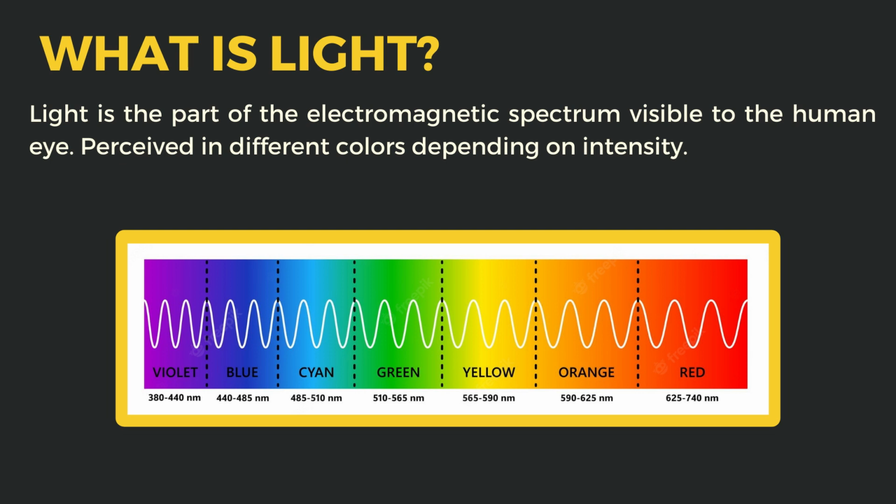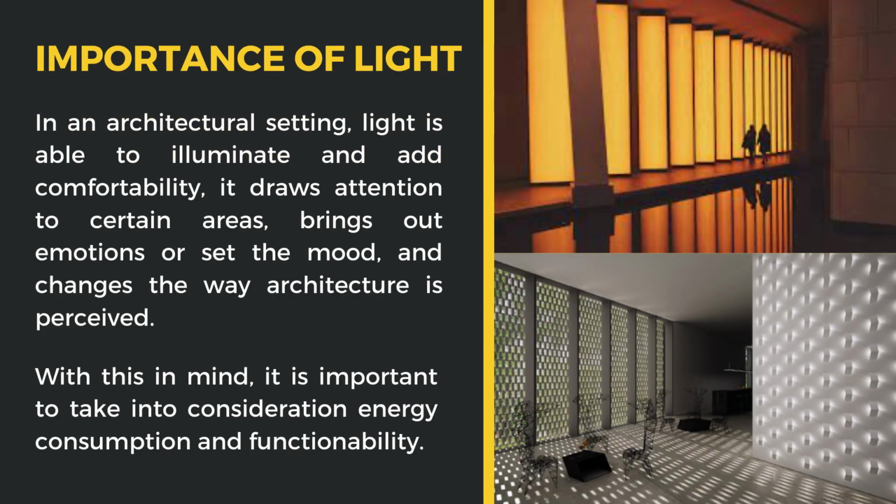Then, the importance of light. In architectural settings, light is available to illuminate, add comfortability, and draw attention to certain areas, bringing out the emotion and the way architecture is perceived. It is important to take into consideration energy consumption and functionality. Light can also change the mood within the room.